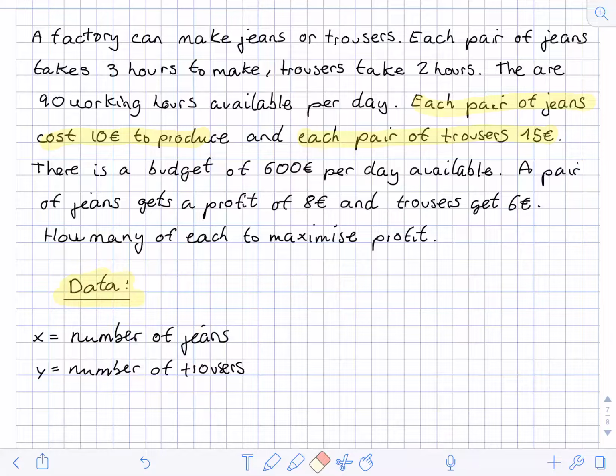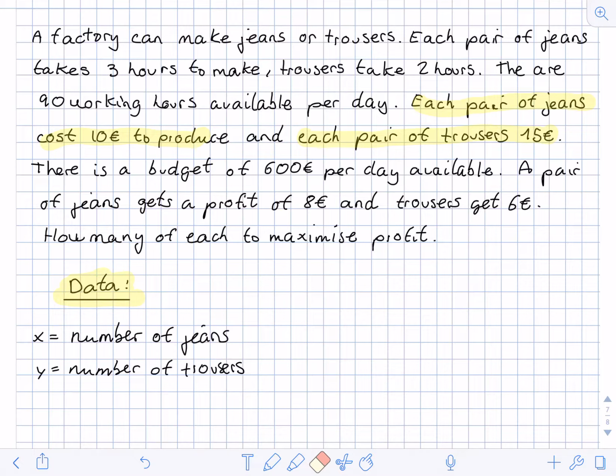Okay, so our problem says a factory can make jeans or trousers. Each pair of jeans takes 3 hours to make, trousers take 2 hours. There are 90 working hours available per day. Each pair of jeans costs €10 to produce, and each pair of trousers €15.